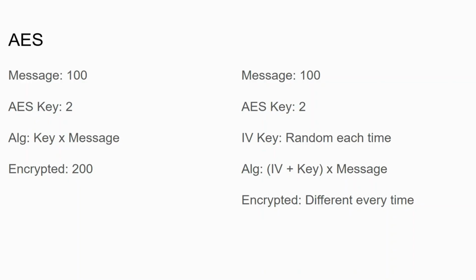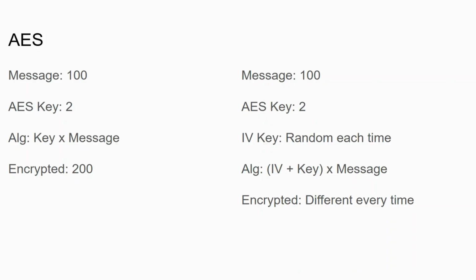Now, let's say I'm using this again, and this time my face is the same, so I'm passing 100. The key is the same, so I'm passing 2. But because I'm using it a different time, the IV key will generate a random key each time. So let's say this time, instead of 3, it could be 6. So over here at the bottom, it would be the IV key of 6 plus the key of 2, which would be 8, times the message, which would be 800.